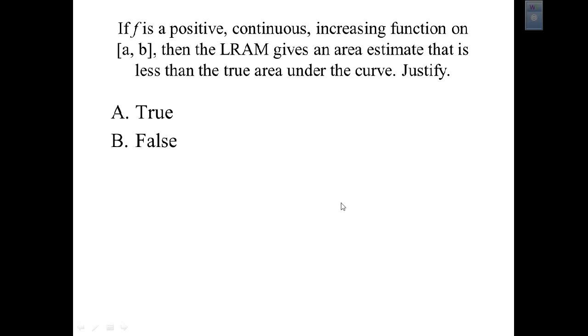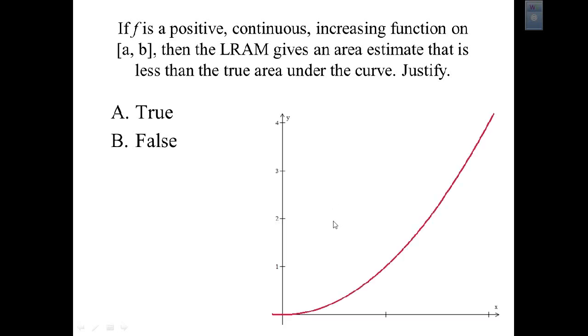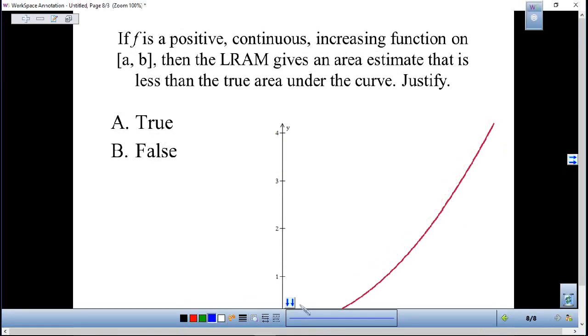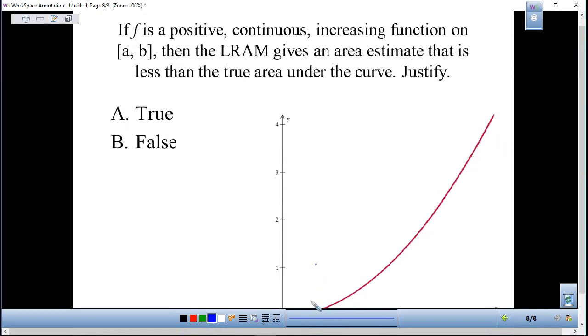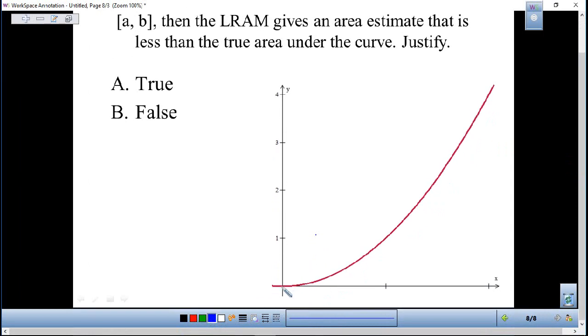All right, so if we're looking at LRAM, we know for any given curve, if this thing is positive, it's above the x-axis. Continuous means there's no skips or jumps or gaps or anything. And if it's increasing, that means it's going up. Now, it could be a curve like this, but it could also just as easily just be a line. We could have just as easily done this line right here. We're going to get the same thing.